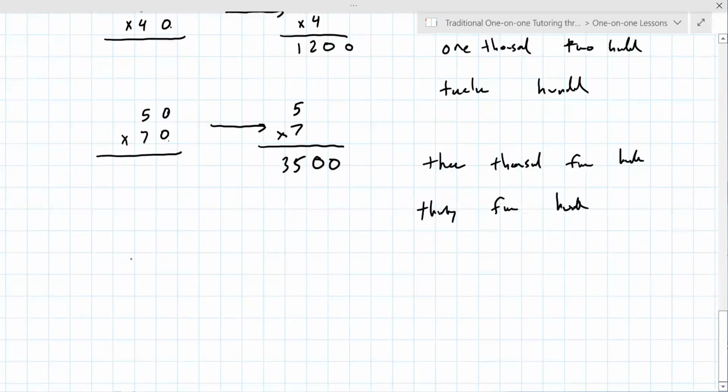Okay. So let's have you try one here. What is 90 times 30? I want you to write the correct answer as well as know how to say it. So take a moment here to figure this out. 2,700. That's correct.